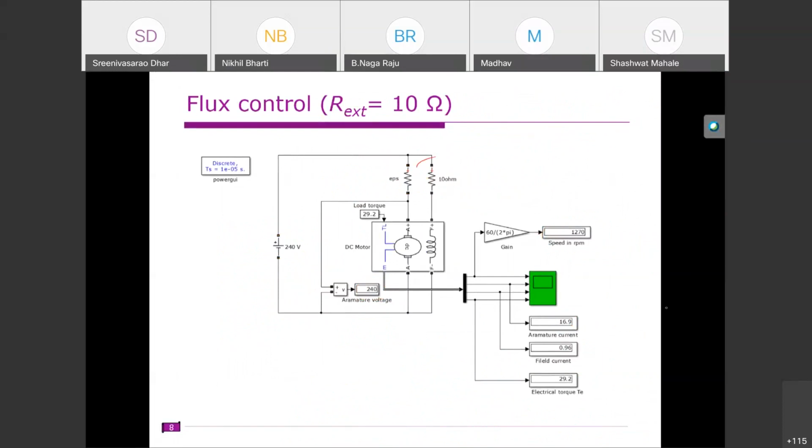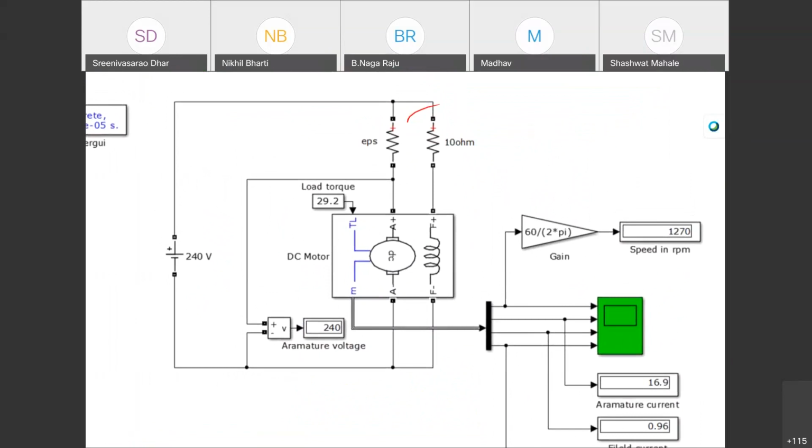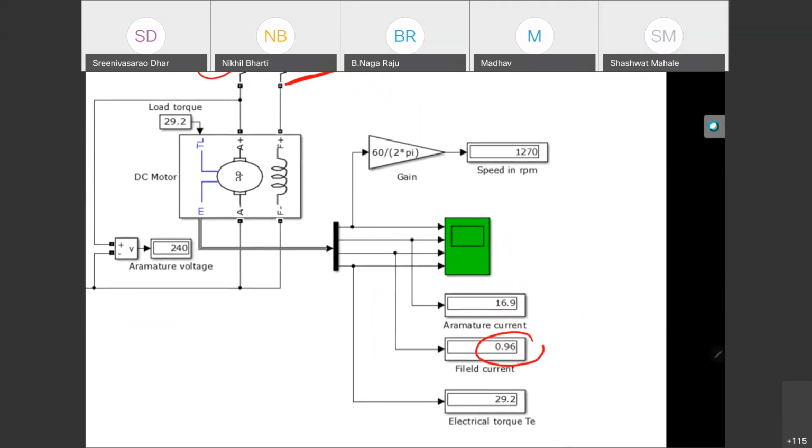So this is flux control, right? For flux control, we have to keep this. I changed this when I removed this external resistance. Now I keep it as a small value for this. Now I inserted a 10 ohm resistance in the field circuit so that the field current, earlier it was 1 ampere, is now reduced to 0.96, a reduction of 0.04 amperes.